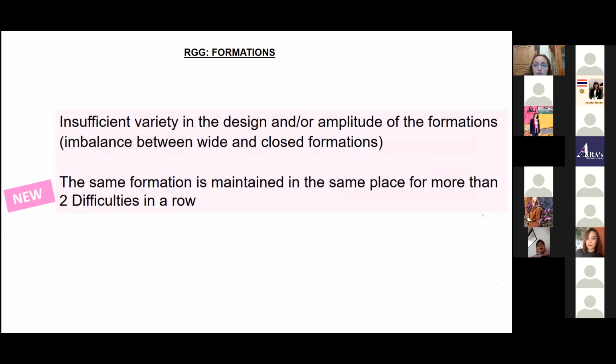Formations, this is also new. Insufficient variety in the design or amplitude of the formations, which means that we need to have wide and close formation, because we saw that many groups are working like in a theater, just looking to the judges without going into close formation, open formation, different formation. So there is a penalty if the same formation is maintained in the same place for more than 2 difficulties in a row. If I stay in the same formation 2 times after each other, I take this penalty.